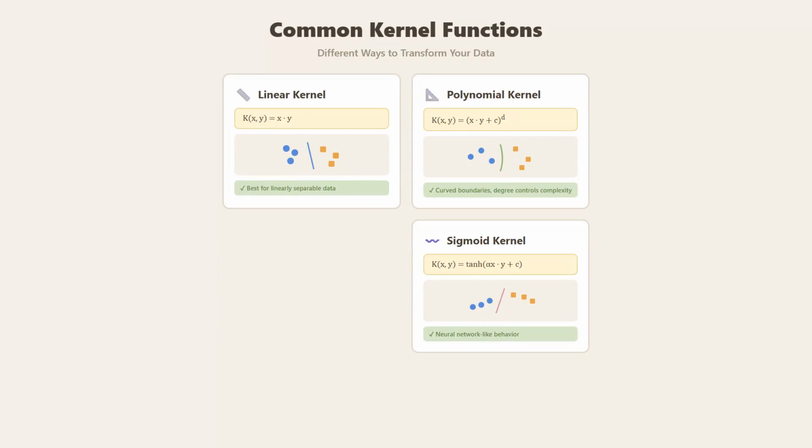Finally, we have the Sigmoid kernel, which uses the hyperbolic tangent function. This kernel is related to neural networks and creates S-shaped decision boundaries. It's less commonly used than RBF, but can be effective for certain types of data. Each kernel essentially gives the SVM a different lens to view your data. The choice of kernel depends on the structure of your problem and usually requires experimentation to find the best fit.